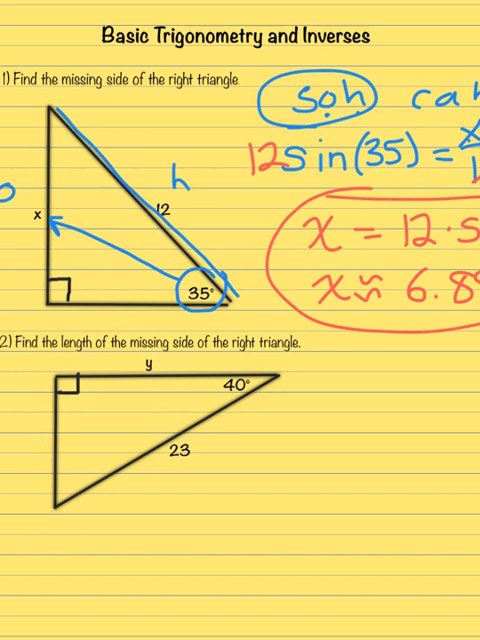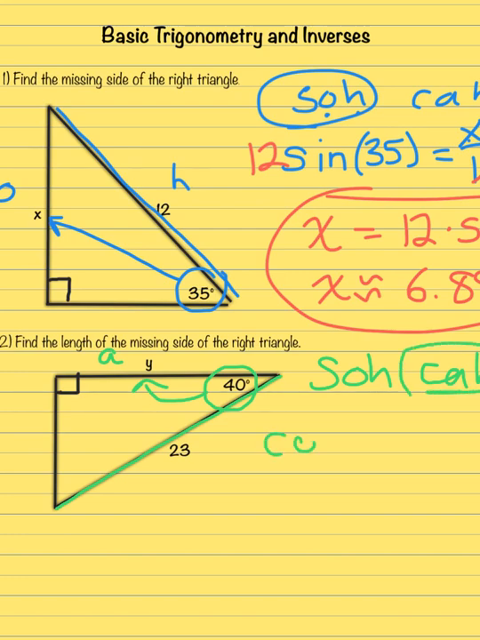For problem number 2 here, we have this other triangle, and we find the angle we're concerned with, which is the 40-degree angle, and then we find the sides we know in relation to that angle, and then we can decide SO, CA, or TOA. So y is the adjacent leg, so that would be A, and then 23 is the hypotenuse, so we want to use the one that used the adjacent and the hypotenuse, so that would be the CA.